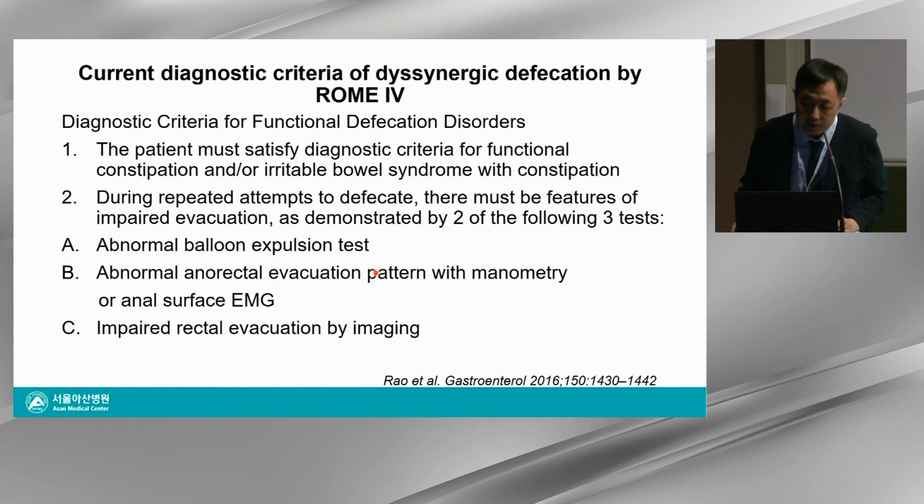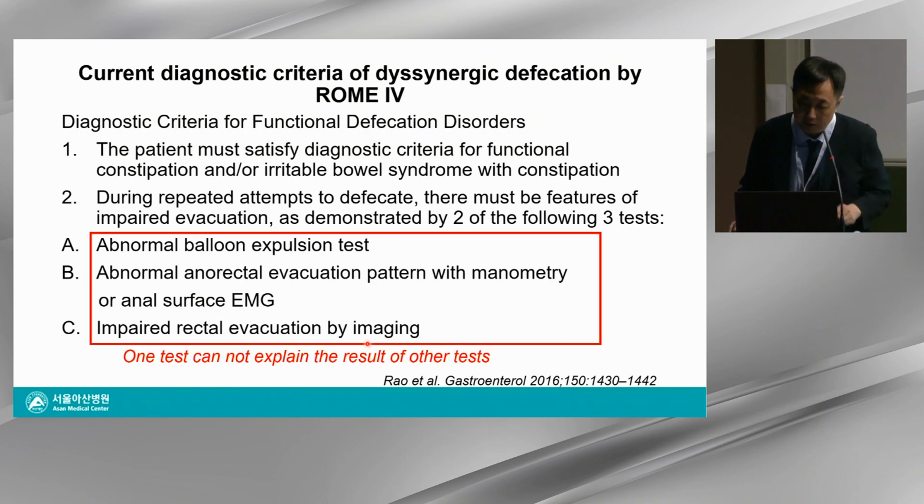This is the famous diagnostic criteria of dyssynergic defecation by Rome. As you can see, during repeated attempts to defecate, there must be features of impaired evacuation as demonstrated by 2 out of the following 3 tests: A, abnormal balloon expulsion; B, abnormal anorectal evacuation pattern with manometry or surface EMG; C, impaired rectal evacuation by defecography. However, one test cannot explain the result of the other tests.